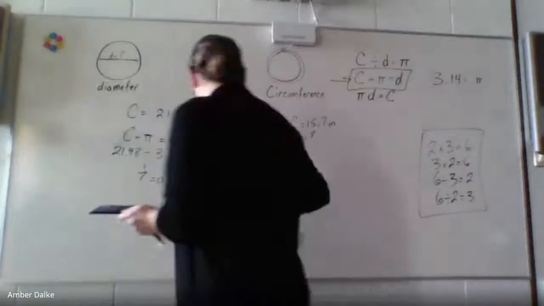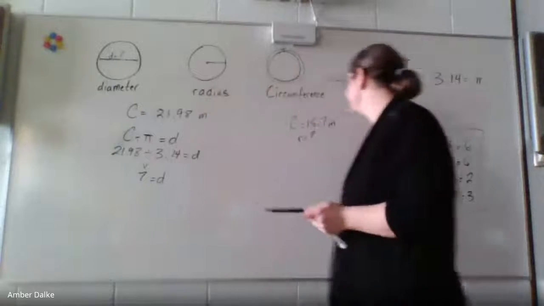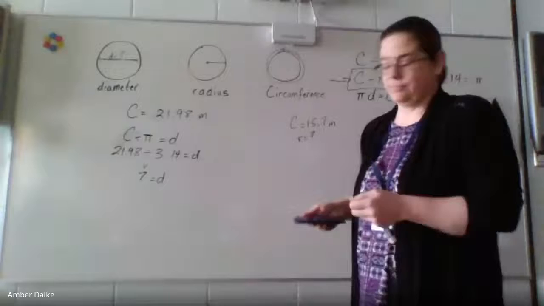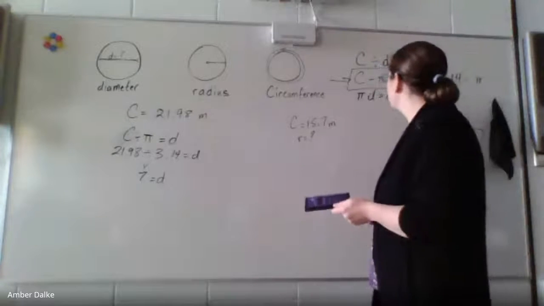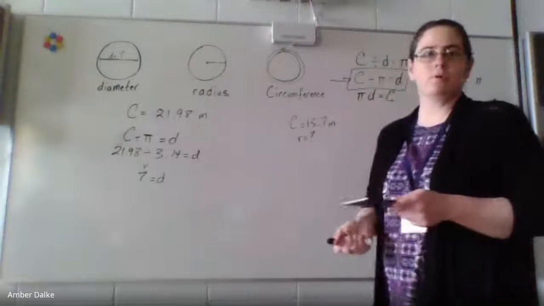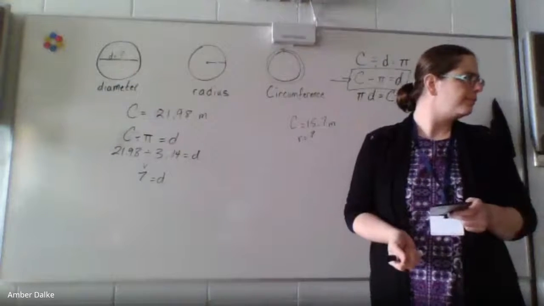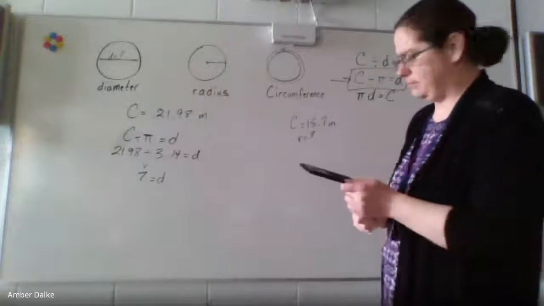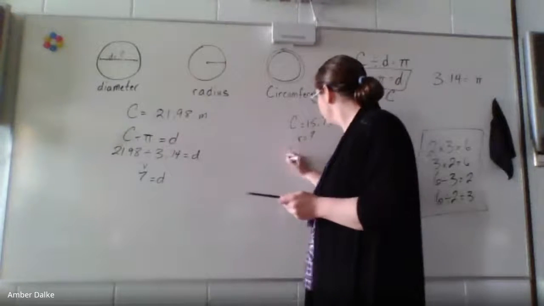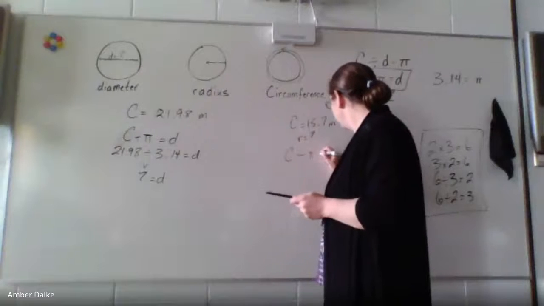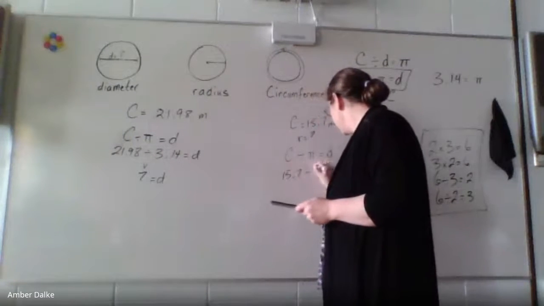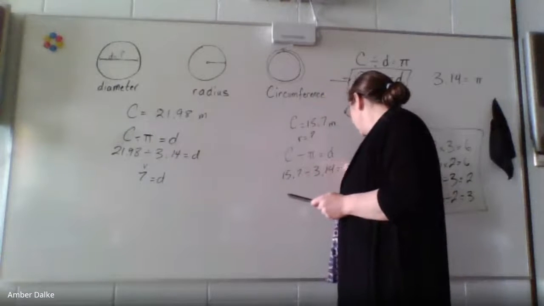Okay. I'm going to erase that for a second. We're going to start by calculating the diameter. So we're going to use this formula here to find diameter. And this is on your formula sheet as well. I might make a separate video showing how to use a formula sheet. So this means circumference divided by pi gives us diameter. So this is 15.7 divided by 3.14 gives us diameter.